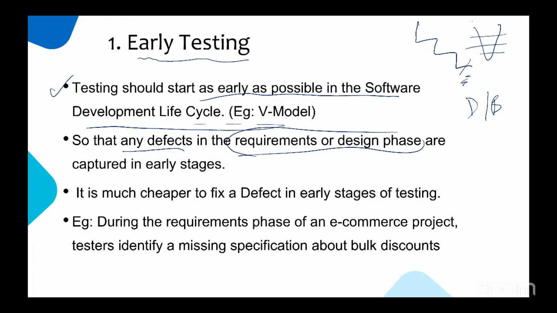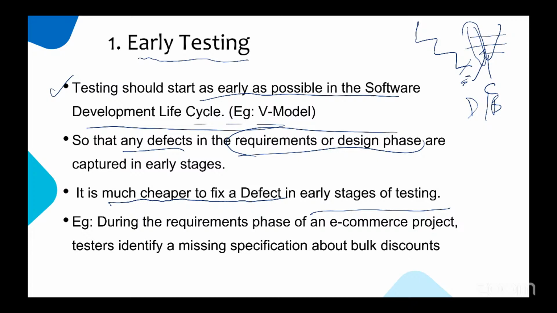If we look at the V model, this is the area where we work, because coding is only going to start after this. Before going into coding itself, we will try to find the defects. And we know what the advantage is. It is much cheaper to fix defects in the early stage of testing. That's one of the biggest advantages.